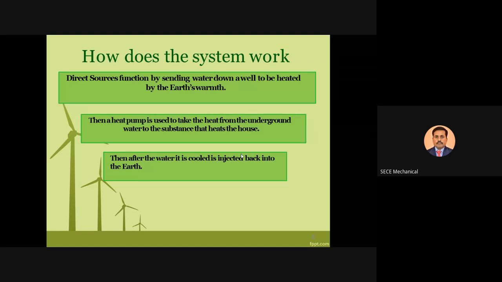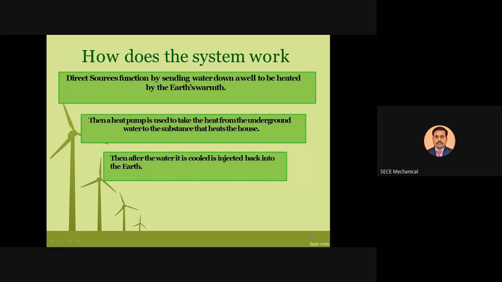How the geothermal system works: the direct source functions by sending water downward to the heat of the earth. The area where the earth is hot has to be identified. In that area, with the help of a drilling hole, we send the water inside the rocks, into the heat region. Automatically the water is converted into steam. That steam can be pumped and utilized for power generation. In this way, the system works.